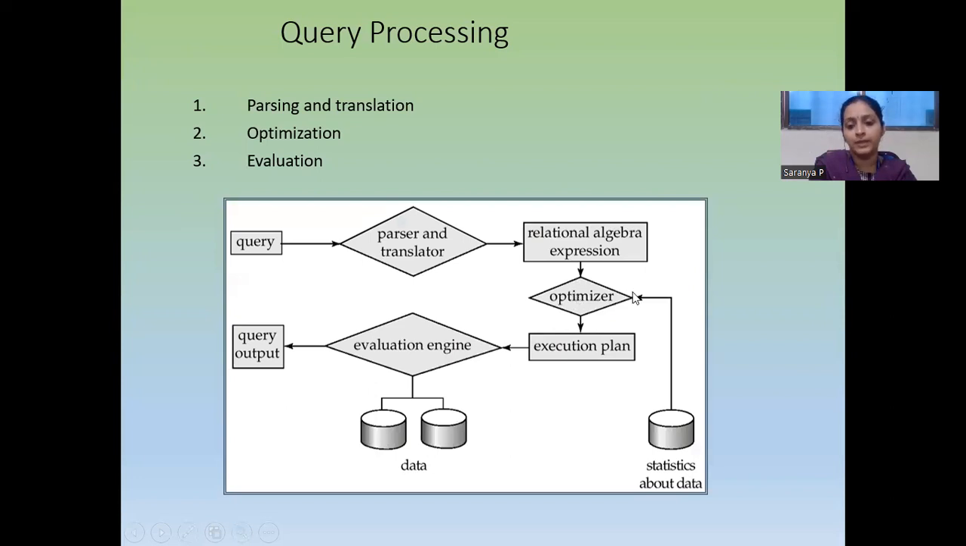How does it get optimized? By considering the statistical information which is already stored in the database, it gets optimized for cost and memory. Then the evaluation plan will be made. According to the plan, it gets executed by the evaluation engine. From the data which is actually stored, the data gets retrieved and then evaluation will be done based on the data. The output will be given as the query output. The three important steps are parsing and translation, optimization, and finally evaluation.